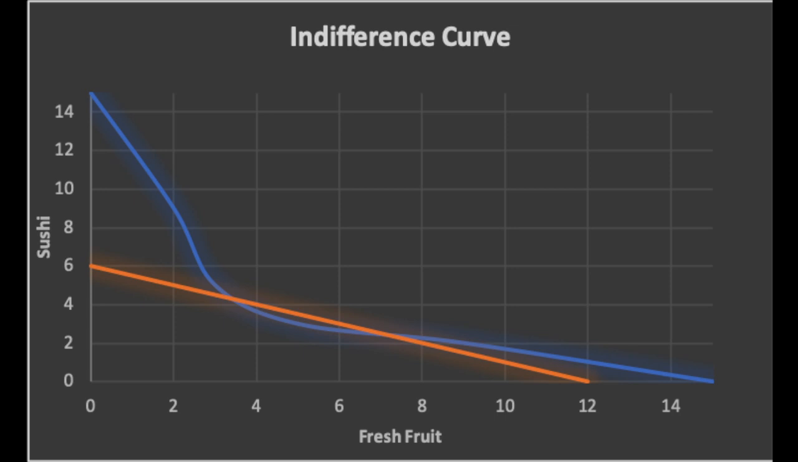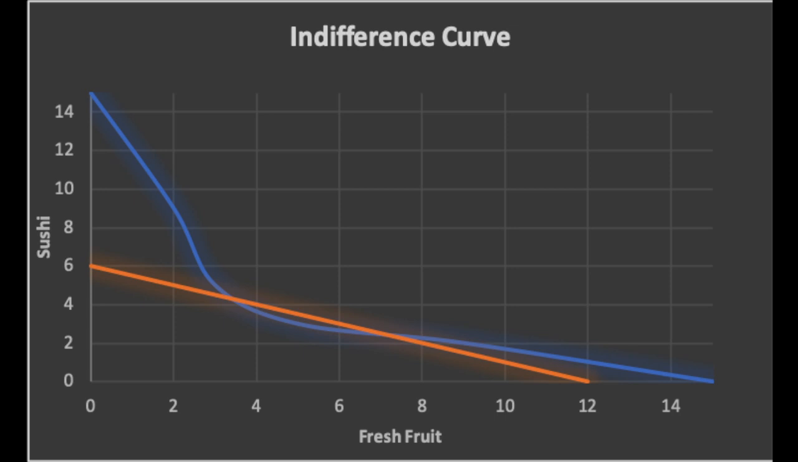So because I'm a college student, the orange line represents my budget, which is $36 a week for healthy food. Now sushi is $6 and fresh fruit is $3. So I can either get 6 things of sushi and 0 things of fruit, 5 things of sushi or 2 things of fruit, 4 things of sushi, 4 things of fruit, 3 things of sushi, 6 things of fruit, 2 things of sushi, 8 things of fruit, 1 thing of sushi, 10 things of fresh fruit, or 0 things of sushi and 12 things of fresh fruit. And that would make my $36.